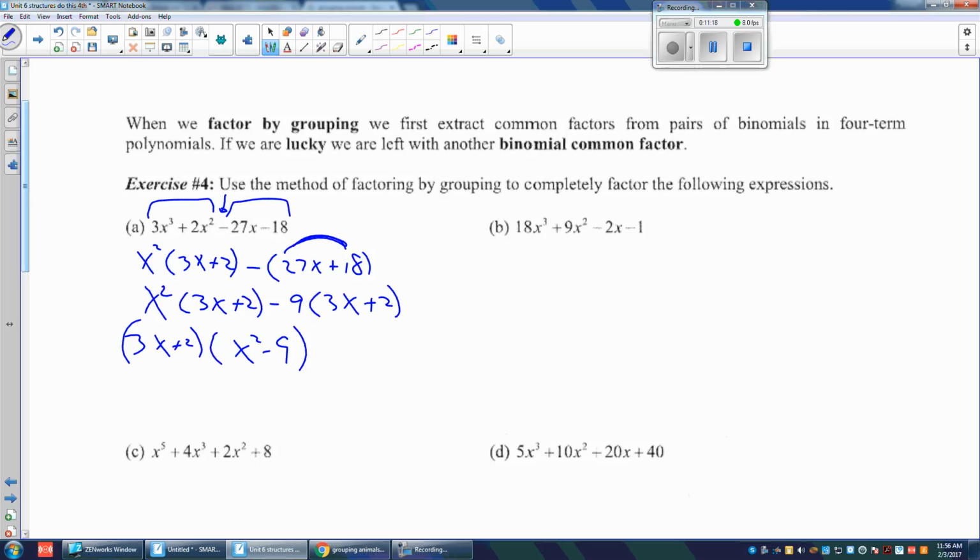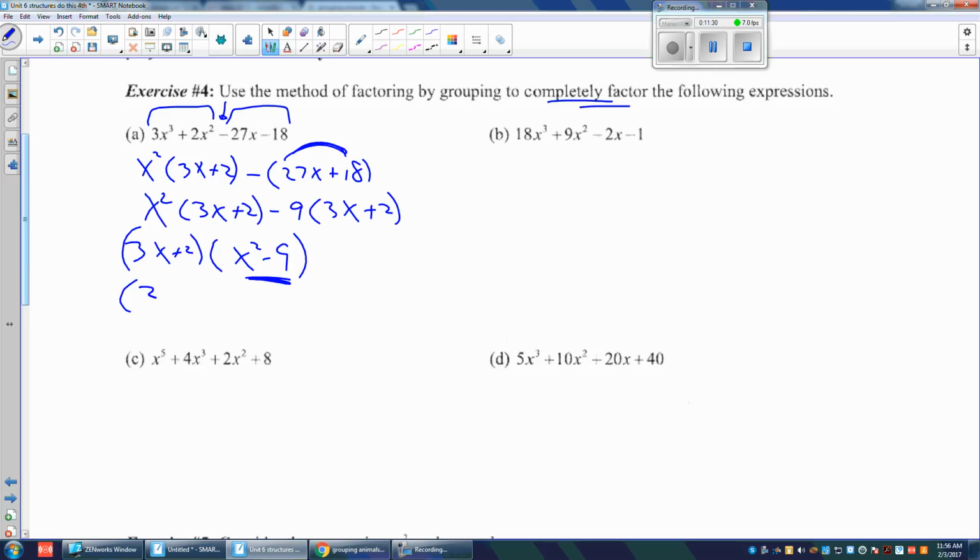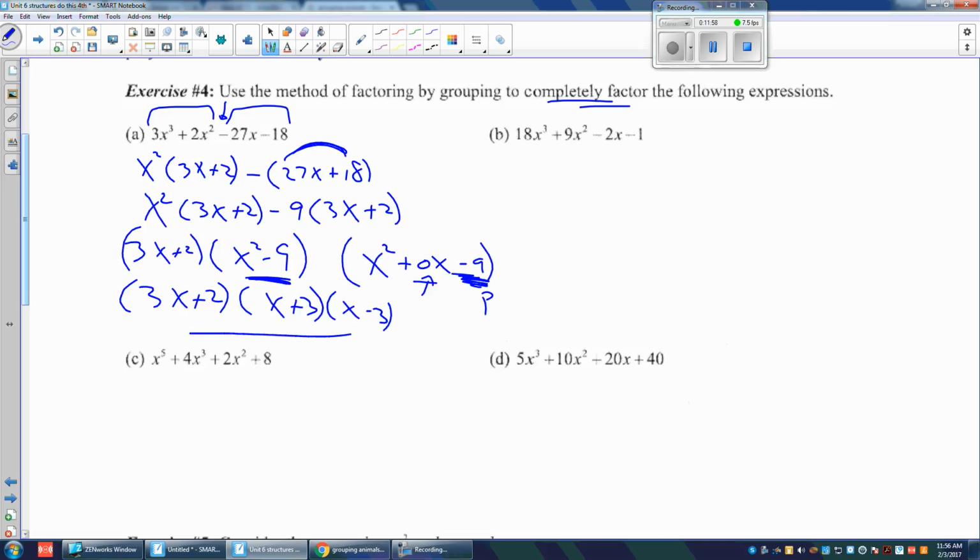Which I immediately want to look at the directions. Use this method of factoring by grouping. Completely factor the following expressions. Why do I look at that? Because I recognize the x squared minus 9 as a difference of two squares. So we have 3x plus 2, and then you can either use the X box, or when you think of difference of two squares, you think, let me see, x squared plus 0x minus 9. What two numbers multiply to be negative 9? That's the product, and they have to add up to be 0. Oh, that's 3 and negative 3. So x plus 3 and x minus 3. And there we go. It's factored completely.